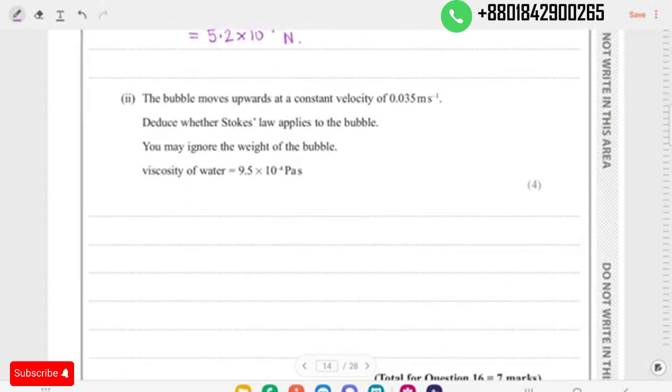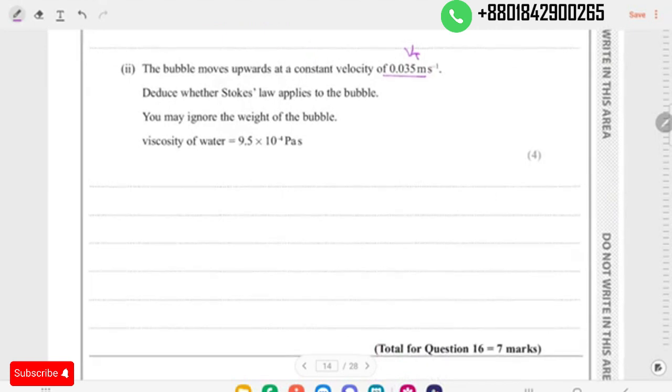They have provided that the bubble moves upwards at a constant terminal velocity of this much. We need to deduce whether Stokes' law applies to this bubble or not. You may ignore the weight of the bubble, and the viscosity of the water is also provided. For Stokes' law to be applied over here, the first condition that has to be fulfilled is that the upthrust must be equal to the drag force, right? This is the drag force. This must be equal to the upthrust.